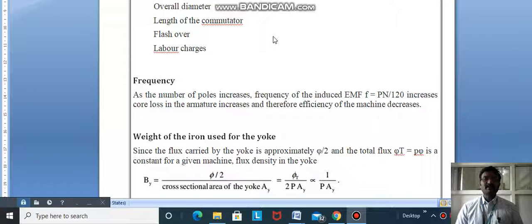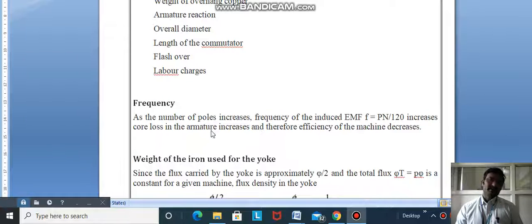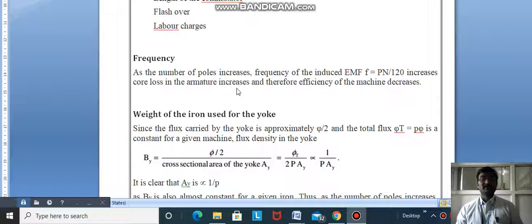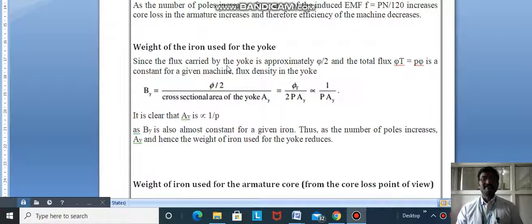Second one, weight of the iron used for the yoke. Here the weight of the iron of the yoke will be reduced if we go for number of poles being more. Let's see how. Since the flux carried by the yoke is approximately phi by 2, and the total flux phi T is equal to p phi, phi is the constant for a given machine. Flux density in the yoke By is equal to phi by 2 over the cross sectional area of the yoke Ay, so phi T by 2p Ay.